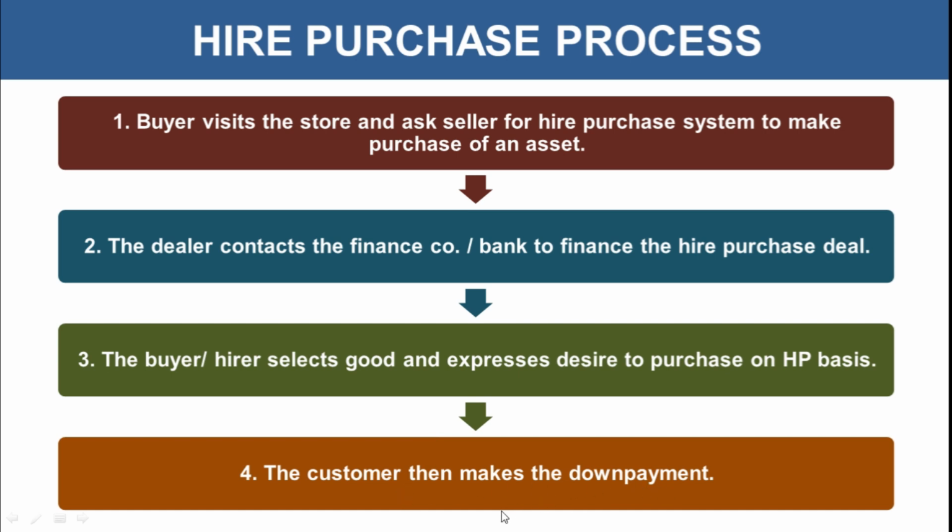Now the customer then makes the down payment. So you being buyer or customer, you will be making now the down payment. Everything is defined. So now you are ready to make the down payment. You have selected the good. And we already discussed that the down payment ranges between 15 to 20% of the purchase price of that particular asset.